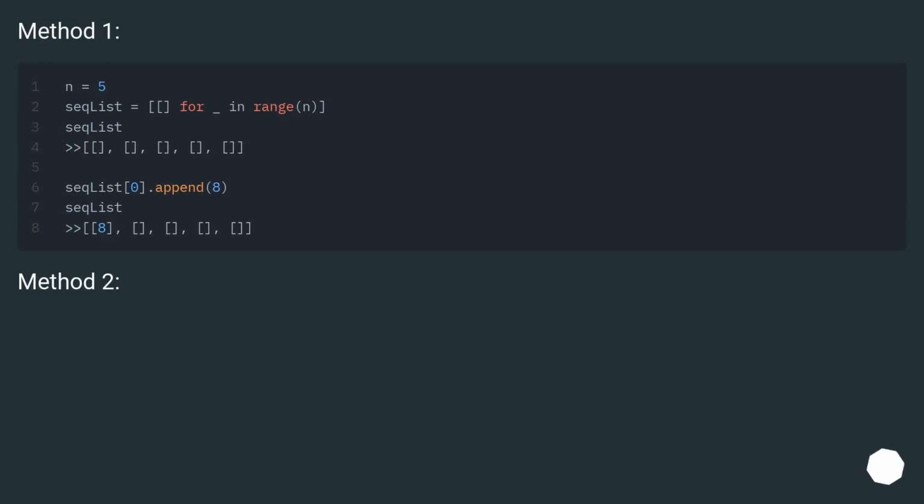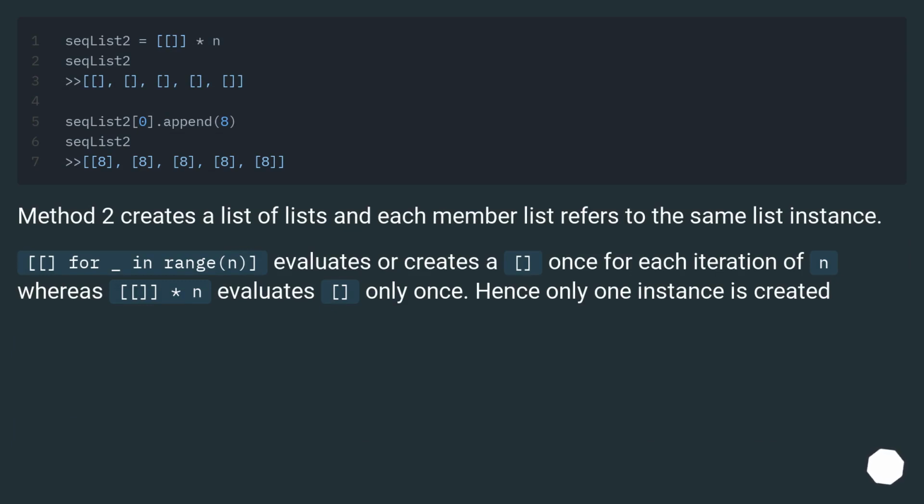Method 1. Method 2. Method 2 creates a list of lists and each member list refers to the same list instance. For underscore in range n evaluates or creates a list once for each iteration of n, whereas the multiplication evaluates only once. Hence only one instance is created.